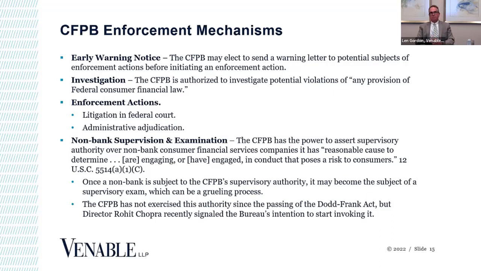The CFPB can send warning letters, they can conduct investigations, they have authority over not just the Dodd-Frank bill, but also any provision of federal consumer financial law. They can litigate in federal court. They can also litigate administratively. They've just revised their administrative adjudication provisions to provide the director has even more control over that litigation.